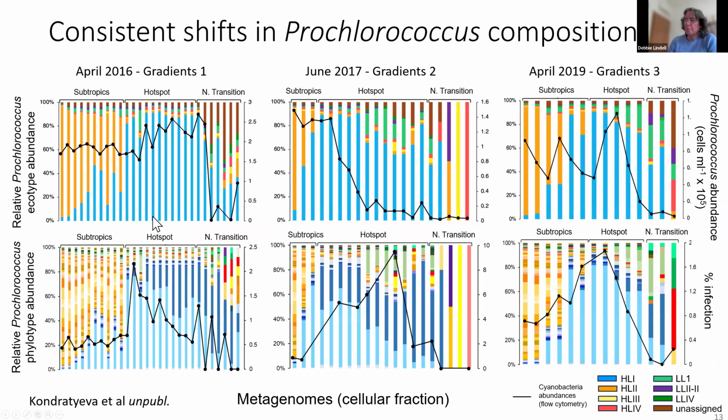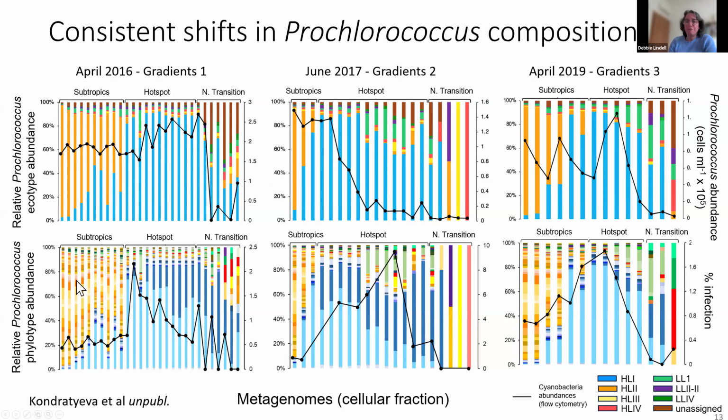Okay, so these are bar graphs. These are relative abundance of Prochlorococcus ecotypes at different stations along our transect, and I've broken this down into three groups: the subtropical area, the hotspot area, and the northern transition zone. And what we can see is that we have consistent shifts in Prochlorococcus composition on each of the 3 years. Highlight 2 types, for those of you who are familiar with them, are abundant in the subtropics. Highlight 1 types are abundant in the more colder waters.